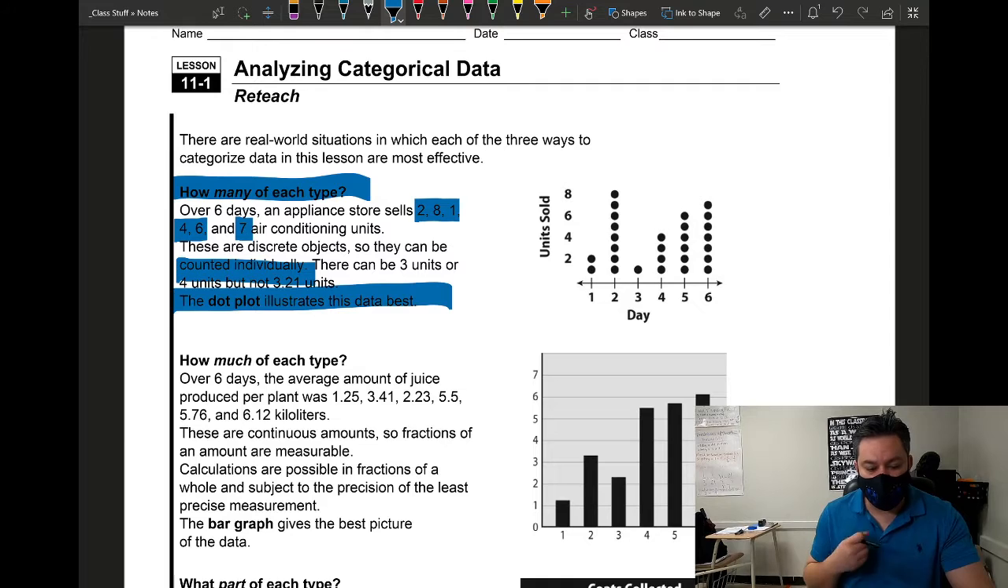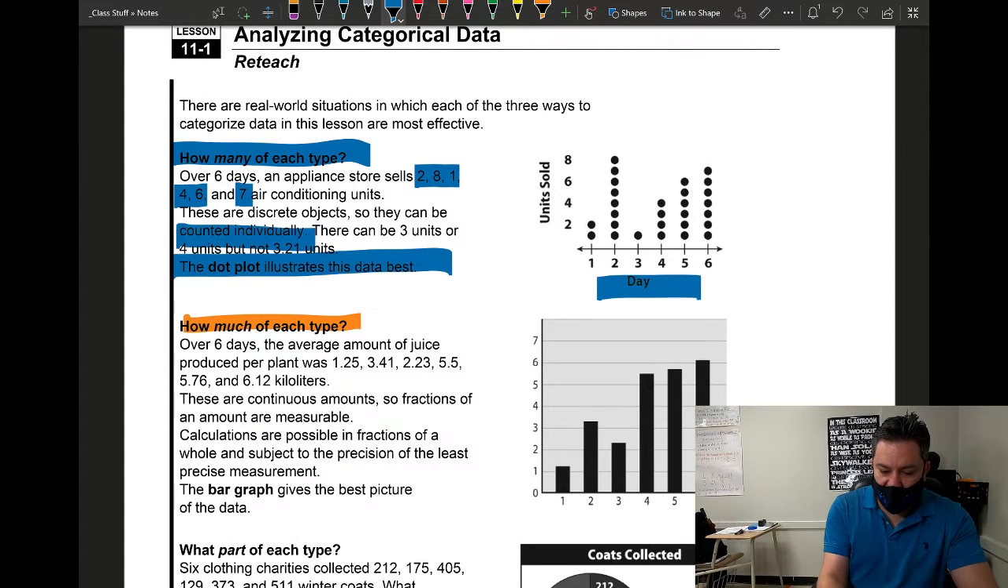How many of each type? That's how you're gonna decide if you're gonna be using a dot plot or something else. If you notice, we have days and units sold right there. On the first day, they sold 2 units, which are represented by 1 dot each. Every dot represents 1 item. So for example, you have 1 and 2 because they sold 2. On the second day, they sold 8, so you should have 8 dots right here.